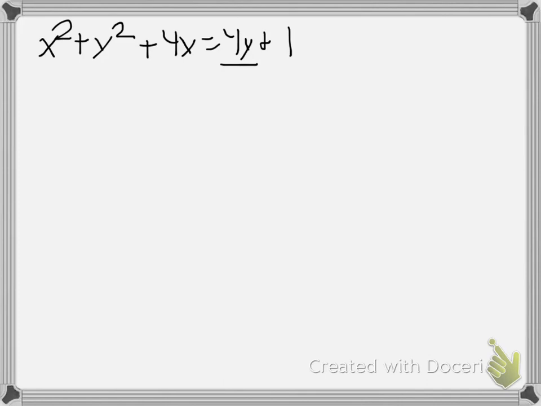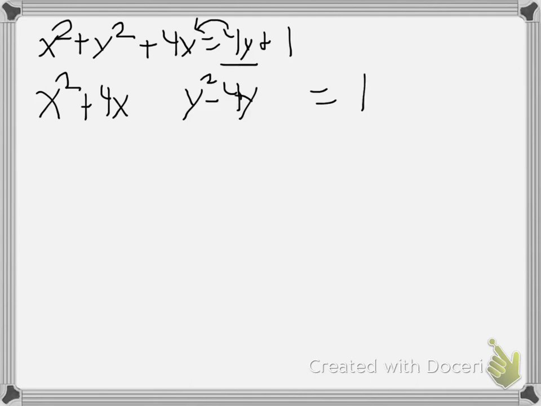So I'm going to move that over to the left, and I'm going to combine everything with like terms at the same time. So I have x squared plus 4x. I'm going to leave my space. I have y squared minus 4y because I moved the positive 4y to this side. I'm going to leave a space, equals 1.